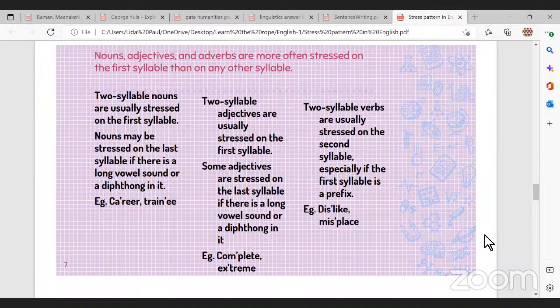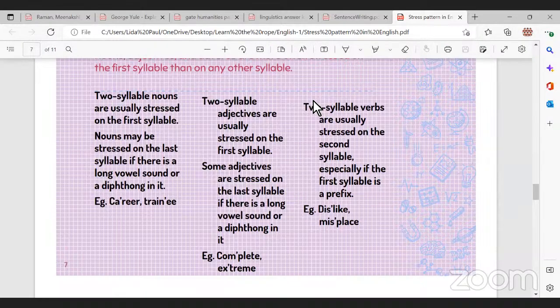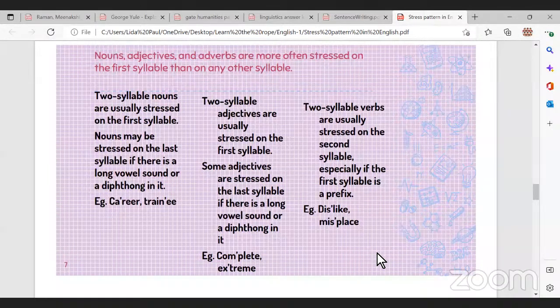Understood this point? Any confusions that you have? Any questions? No, right? So now, sorry? No, I was just saying complete. It's a long vowel or diphthong, madam? It's a long vowel. Complete. Extreme. Complete. It's a long E.